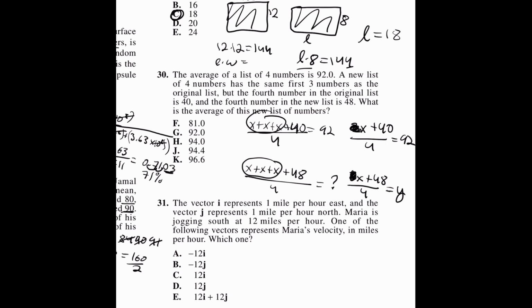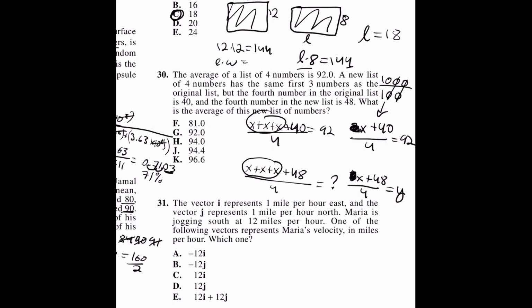So why am I just making this x? Because the first three numbers are the same for both equations. That means it doesn't matter what they are. They're just one thing, and they're both the same on both sides. It's kind of the same concept of like dividing, right? So now I have this new equation: (x + 40) divided by 4 is equal to 92.